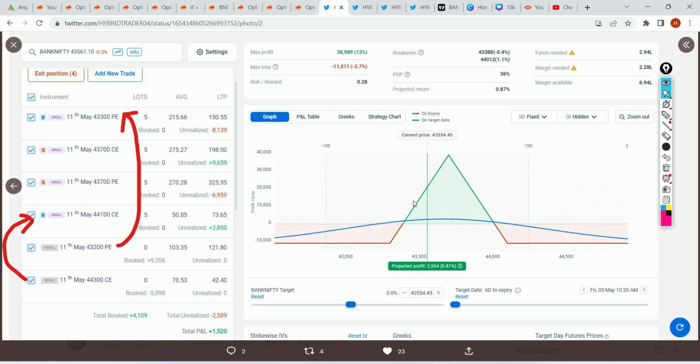The reason I've done the roll up is just to decrease the loss on the put side. And then if you look at this, I have also exited 44,300 CE, and then I bought a 44,100. I've done a roll down.